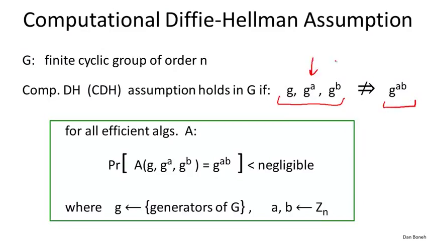He sees Alice's contribution, he sees Bob's contribution, and then his goal is to figure out what the Diffie-Hellman secret is. And we said that this problem is difficult. The statement that this problem is difficult is what's called the computational Diffie-Hellman assumption. So let's state this assumption more precisely.